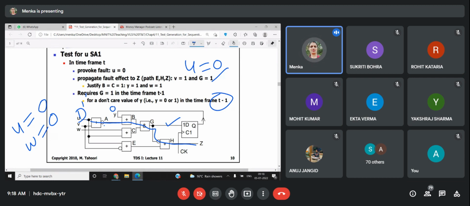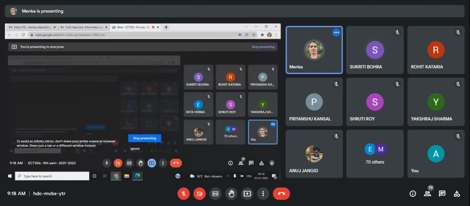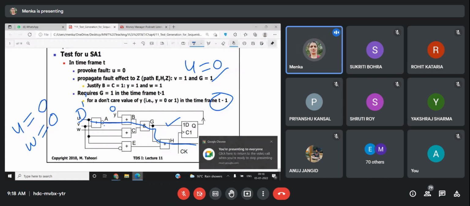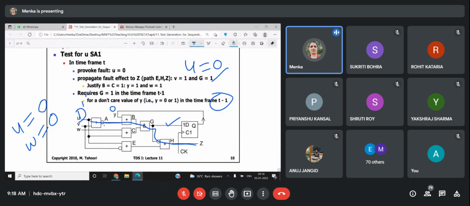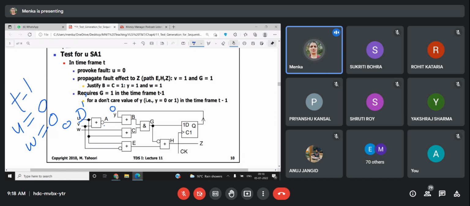D dash, we can write it, right? So now once this is D dash, so what should be v? V has to be the non-controlling value. And what is the non-controlling for NOR gate? 0. So you have to make v is equal to 0. These values were in t minus 1 time frame. So now we are calculating t time frame. Okay. And if required, we'll be going to t plus 1 time frame as well.